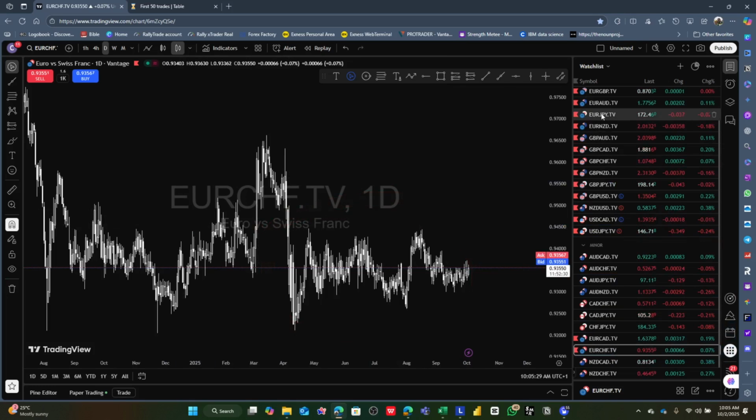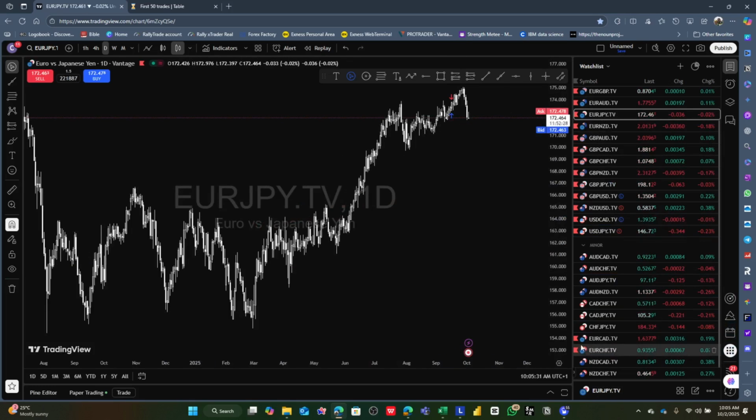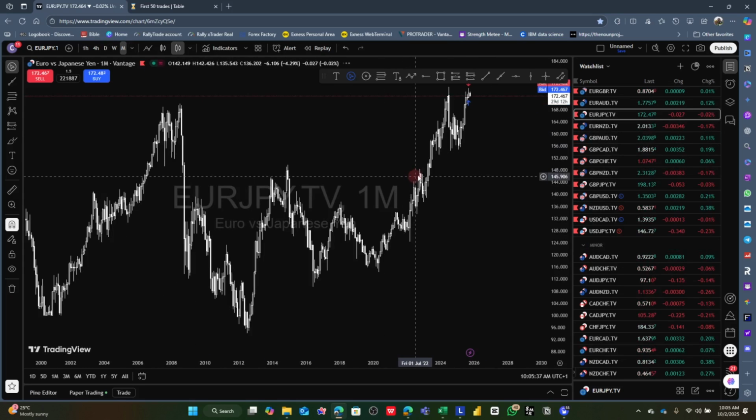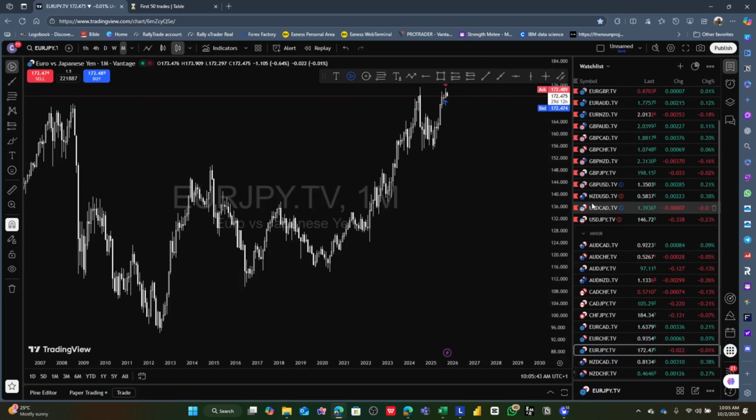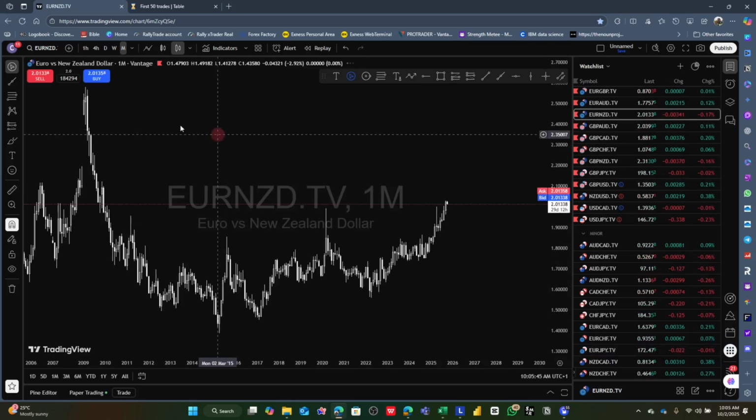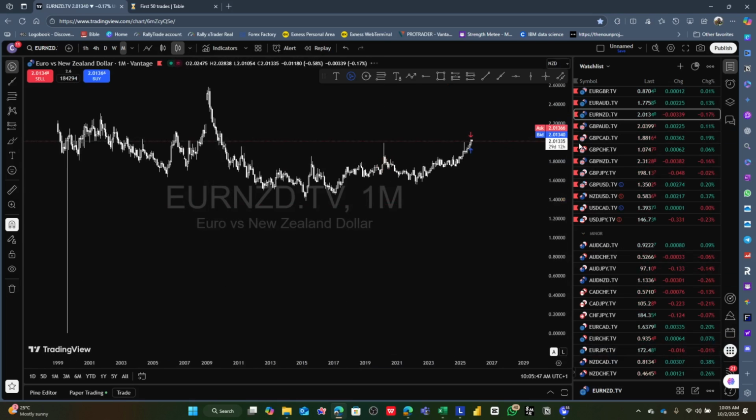Moving on to the next one, we have the euro Japanese yen. Go down to the monthly. Ew, I don't like this either. So I'm just doing a quick elimination method. I don't want to trade something that will keep us. This is not nice. This is absolutely not nice.